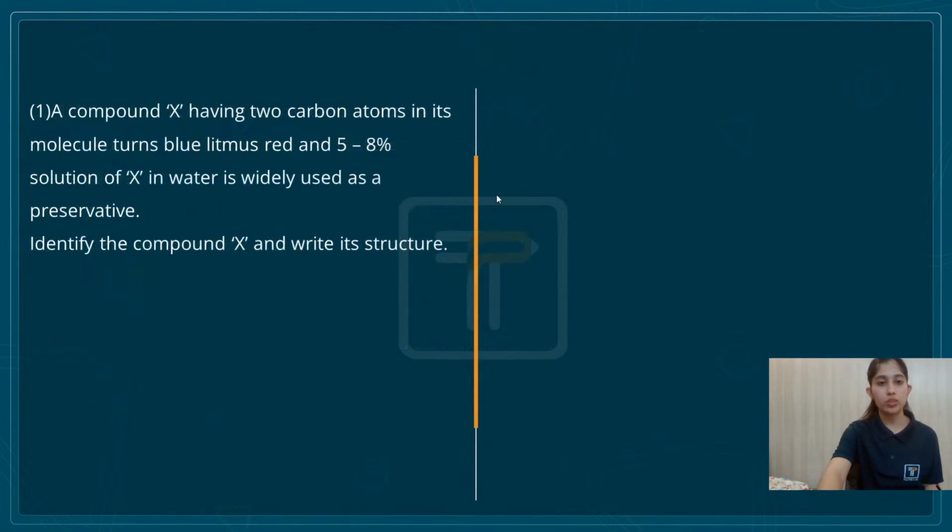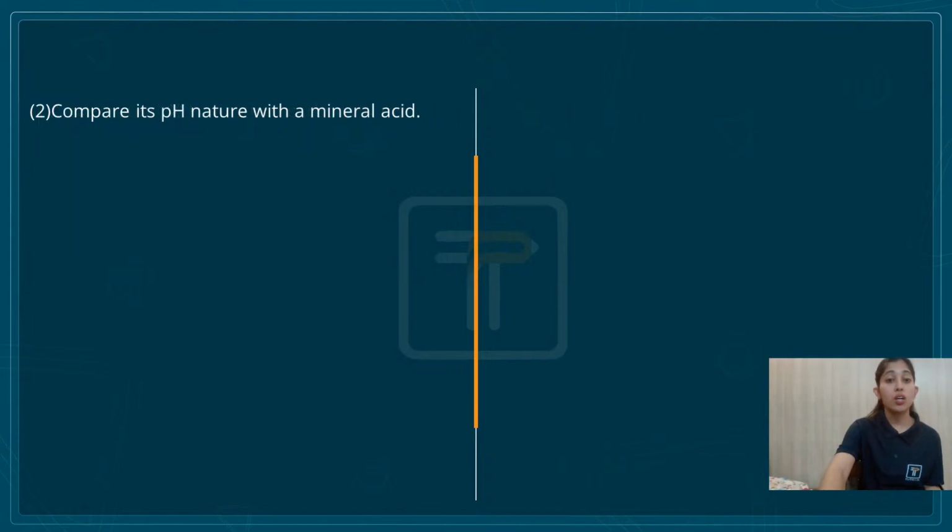Yes, let's solve these questions one by one. What is the first part now? Tell me. What is this compound? This is an acid. I gave you this much hint. Now, which is that acid? It's quite simple, students. It's acetic acid, right? Ethanoic acid. Now compare its pH with a mineral acid. Now mineral acid. What are mineral acids, students?